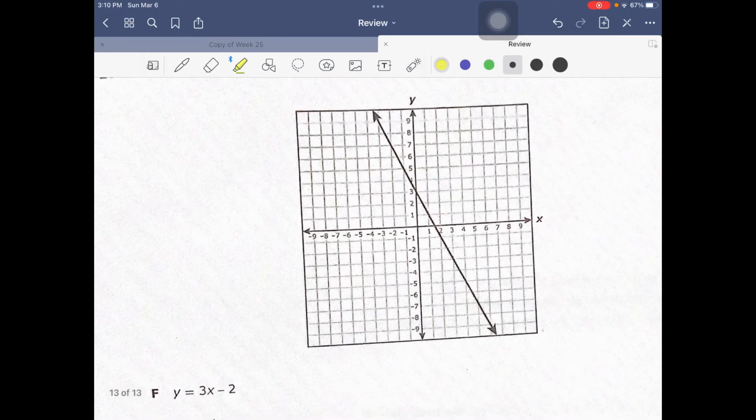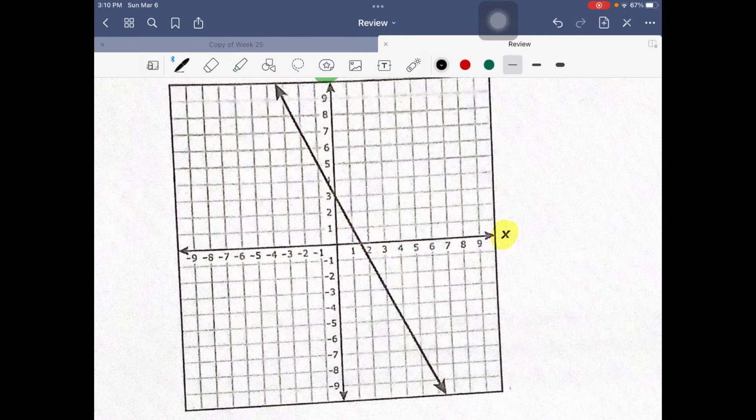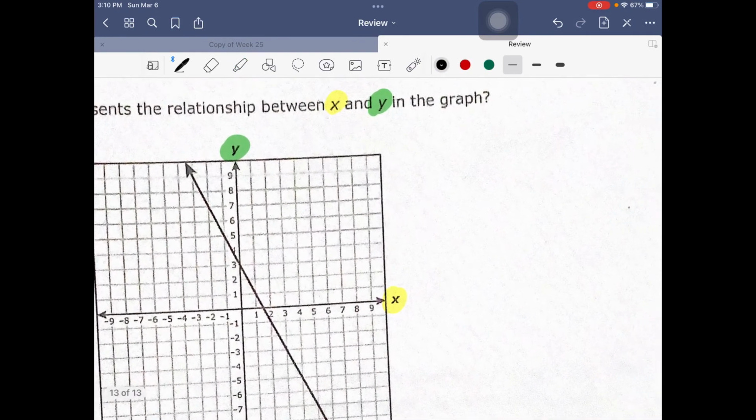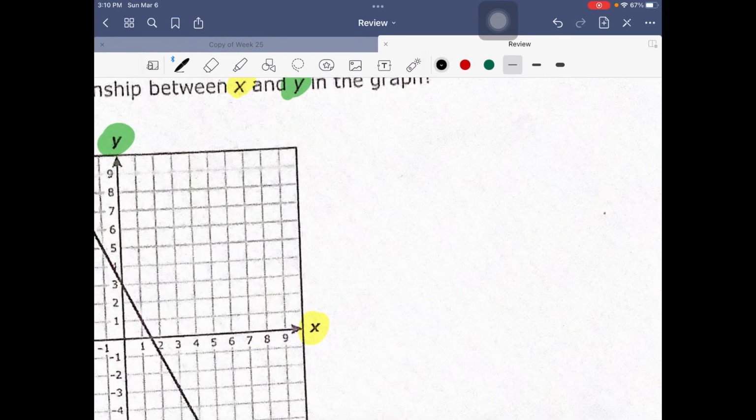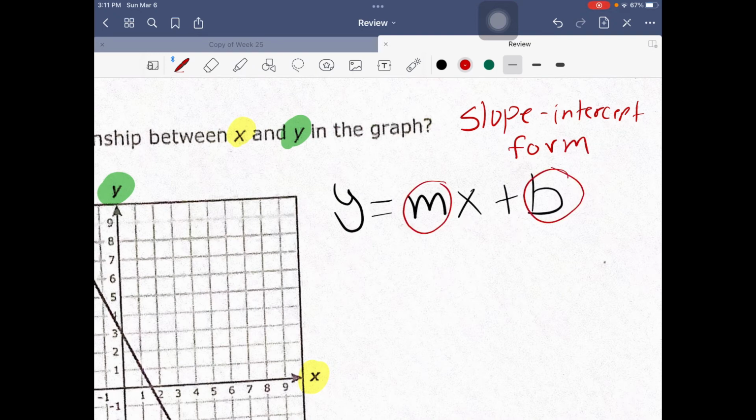Bueno, well, this is x. This is y. How do I know my formula? What's the typical formula we use for these graphs, for these lines? Well, that means we're going to use y equals mx plus b. And this is called slope-intercept form. What's my b and what's my m? That's all you're trying to find.